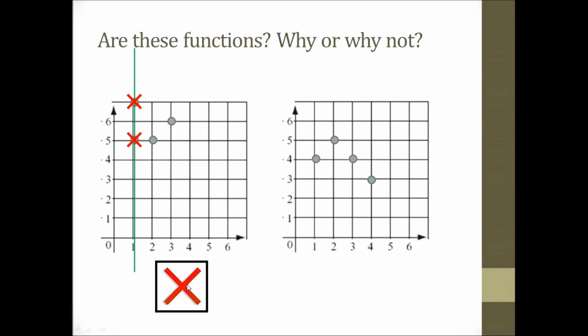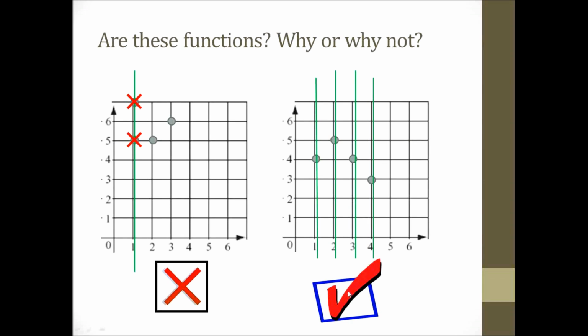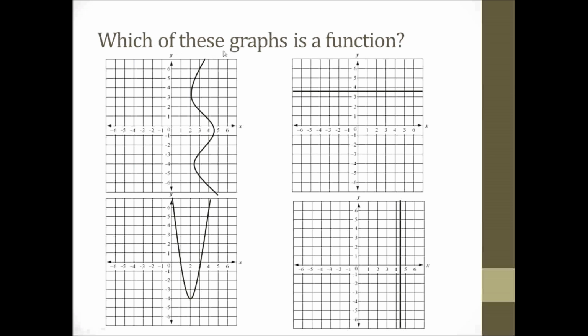So this is what? Not a function. What about this scatter plot? If I draw a line there, through all of it, it is a function. Why? Because it only hit each piece of the graph only once. Which of these graphs is a function?